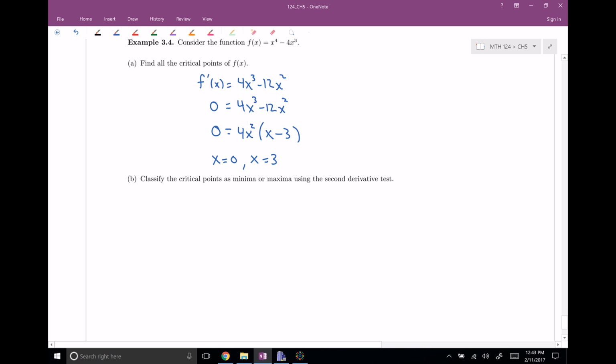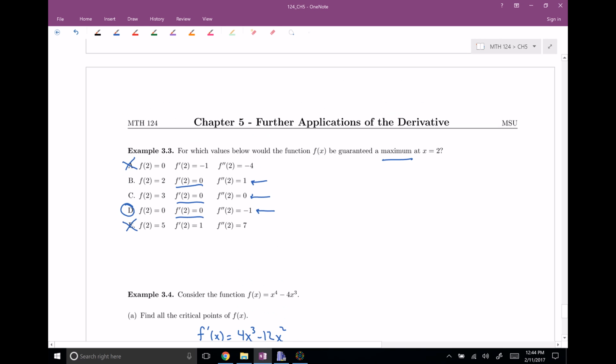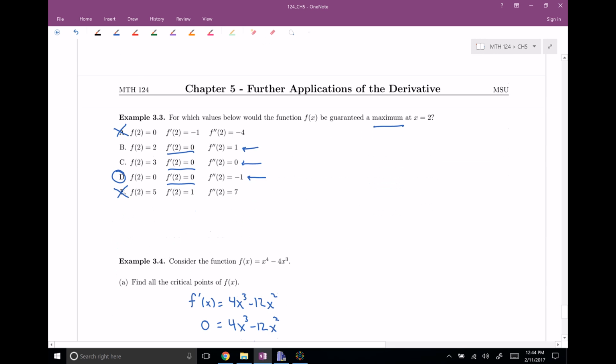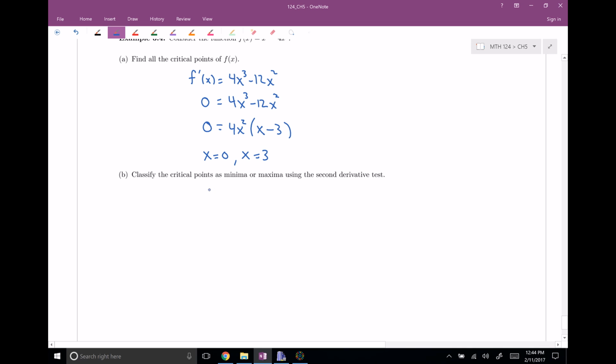And I'd like to classify these critical points as minima or maxima using the second derivative test. So we've already done step 1. We figured out the critical points of f. Now I need to calculate out the second derivative. So step 2, f double prime of x is equal to, I'm going to take the derivative of the derivative. So this is going to be 12x squared minus 24x. So there's the second derivative. And I'm going to figure out these values. So 0 and 3, so I want to know what is the second derivative's value at 0 and what is the second derivative's value at 3.